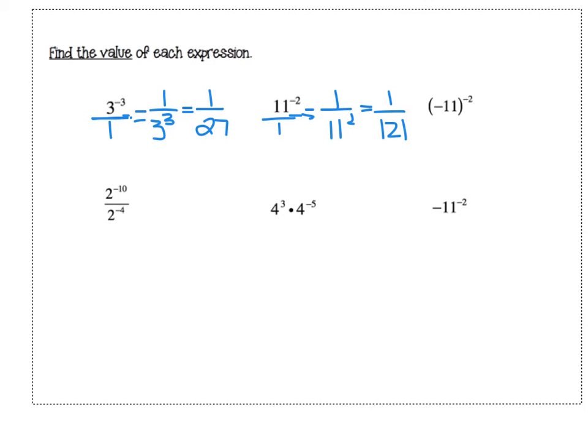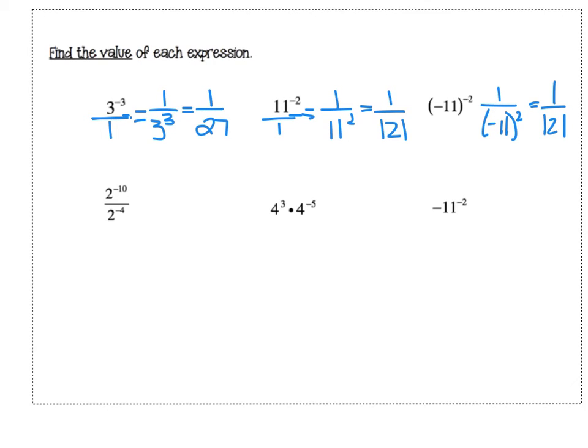The third example looks very much like the second one, except this time we have negative 11. And since that negative sign is in parentheses, when we write this one, we're going to write it as 1 over negative 11 to the second power. Negative 11 times negative 11 is positive 121. So we're going to end up with the same answer as we did in our last example. But because that negative sign is in parentheses with the 11, that means it sticks with our 11, and two negatives give us a positive answer.